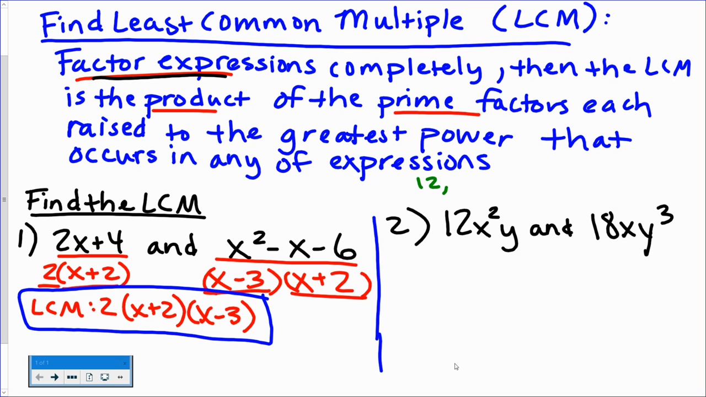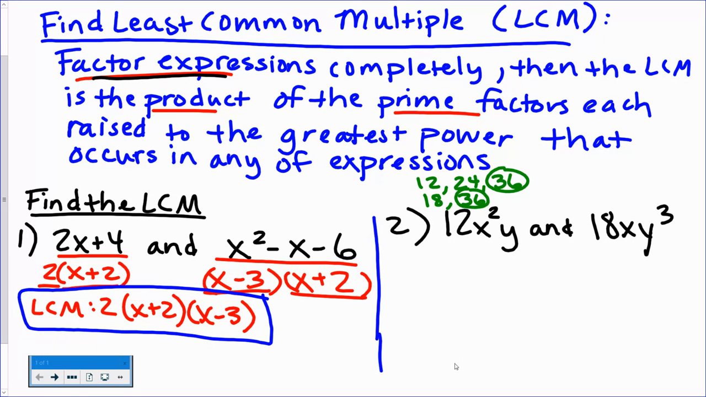So 12 is a multiple of 12. 12 times 2 is 24. 12 times 3 is 36. And then you try to find that multiple that matches. So if I did multiples of 18, 18 is a multiple, 18 times 2, so 36 would be the least common multiple between 12 and 18. All right, that's one way you were probably taught, so that's totally fine. You can go with that.